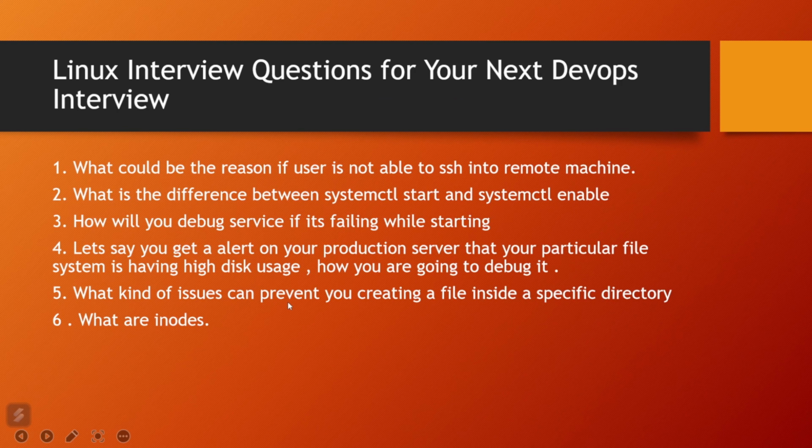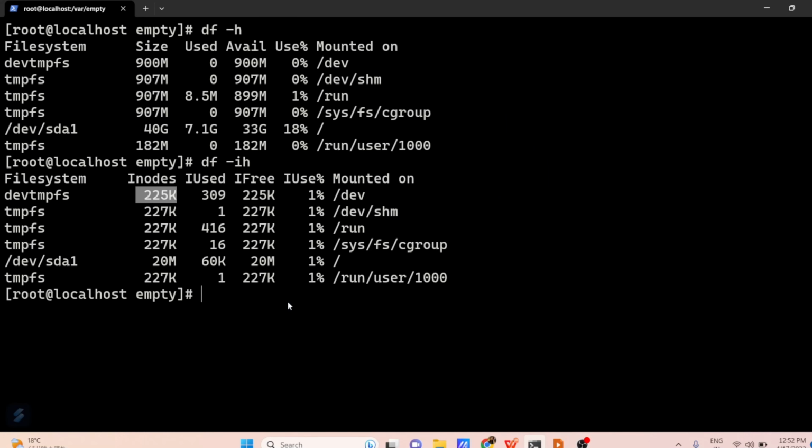Apart from that, let's come to the next question. What is the difference between soft link and hard link? This is a very important question. There are two types of links basically in the Linux box, the soft link and the hard link. What are the differences between them? Let's understand this practically.